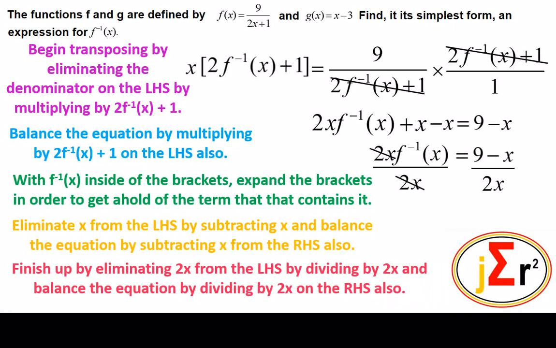And there we have the elimination of 2x from the left-hand side, which means that all that remains there is f inverse of x. And on the right-hand side, we just have 9 minus x over 2x. Consequently, we have the total elimination of the 2x from the left-hand side, meaning that we have f inverse of x is equal to 9 minus x over 2x. And that is how we would have completed the transposition process, which results in the expression for f inverse of x.